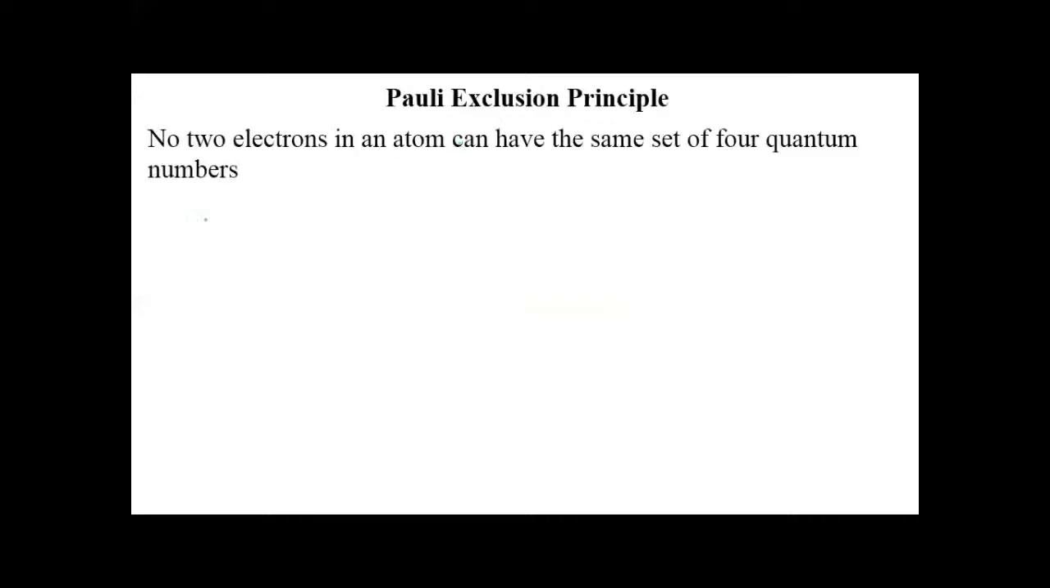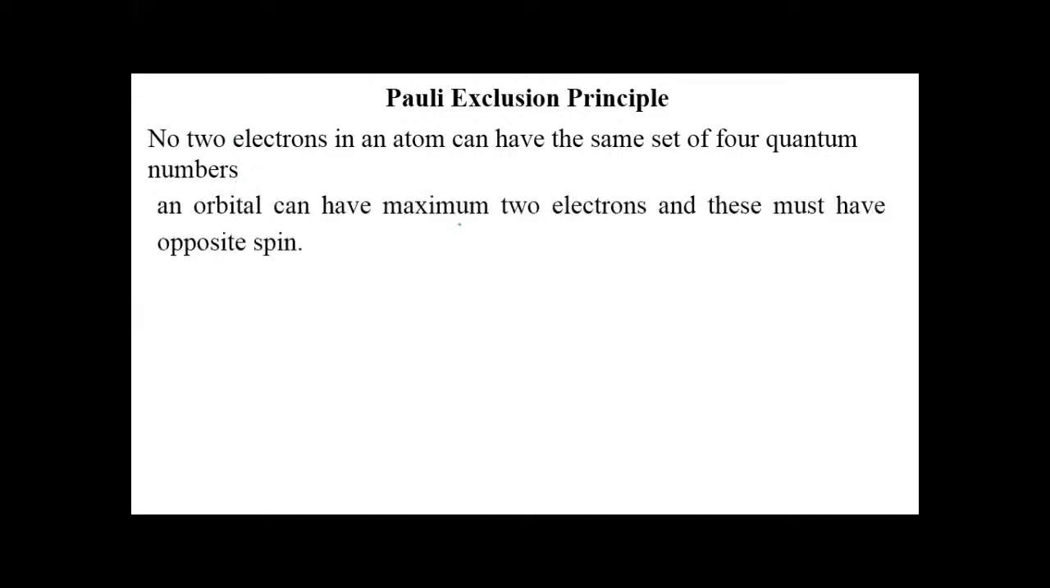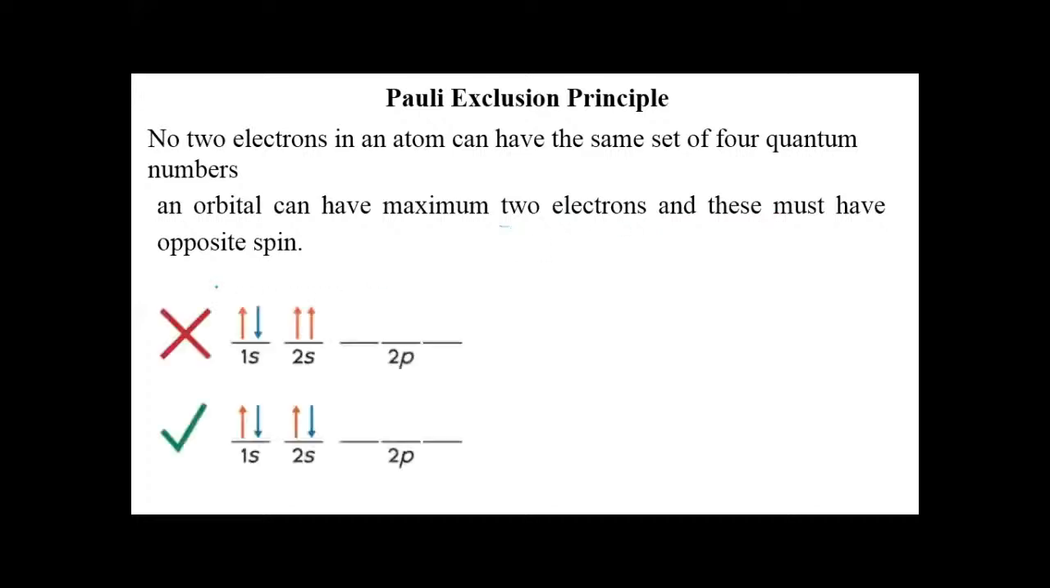Okay, now the Pauli exclusion principle. According to the Pauli exclusion principle, no two electrons in an atom can have the same set of 4 quantum numbers, or an orbital can have a maximum of 2 electrons, but these must have opposite spin. How will we understand this? An orbital can hold a maximum of 2 electrons, and these 2 electrons must have opposite spin. In the first case, in 1s, the 2 electrons have opposite spin, but in 2s the electrons have the same spin. That is why this is not allowed.